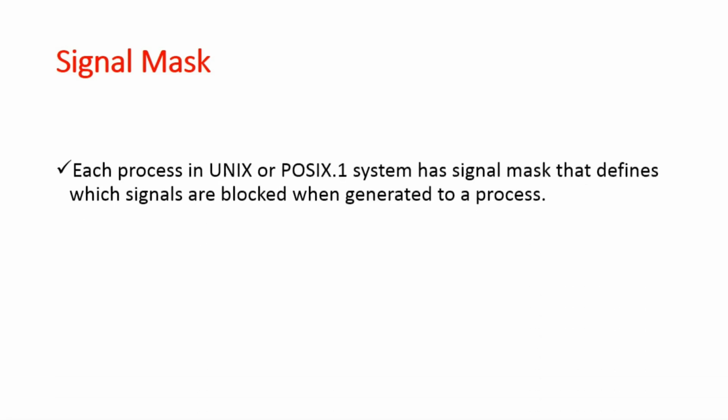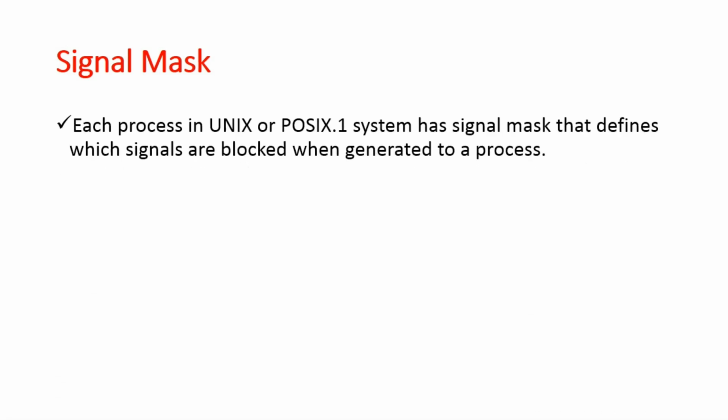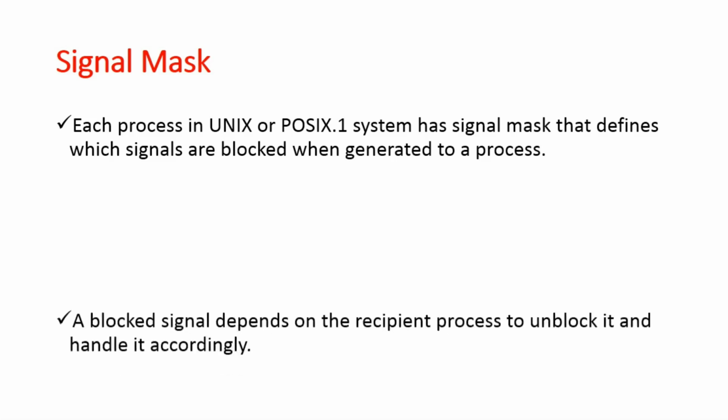Next one is the signal mask. Each process in a Unix or POSIX.1 system has a signal mask that defines which signals are blocked when generated for a process. So using this signal mask, we will come to know which signals are blocked for the process when they are generated.